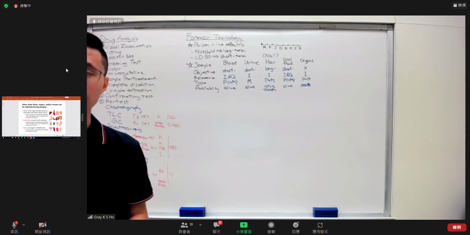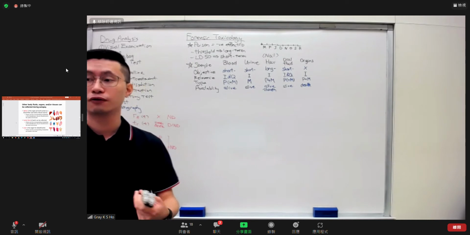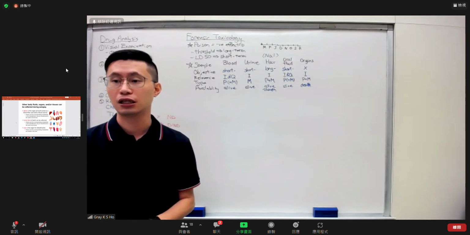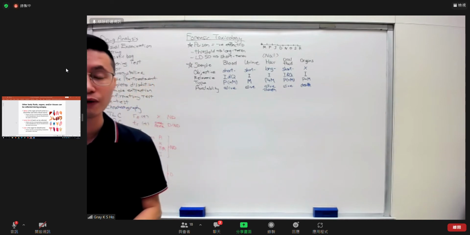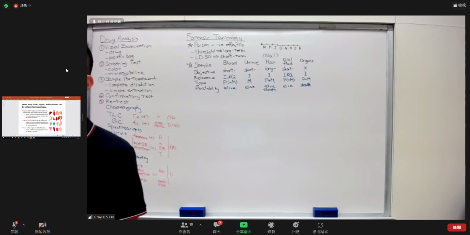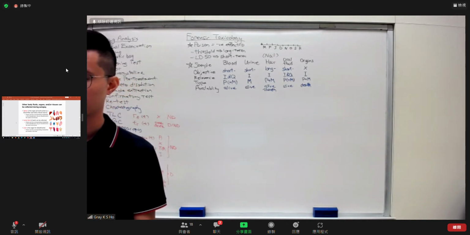The other important organ is the liver. As we already mentioned, the liver is the organ for detoxification. When we have some poison inside our body, it will be transferred to the liver for detoxification. Therefore, you will be able to find those kinds of poisoning substances there.